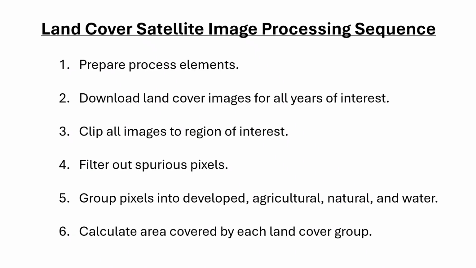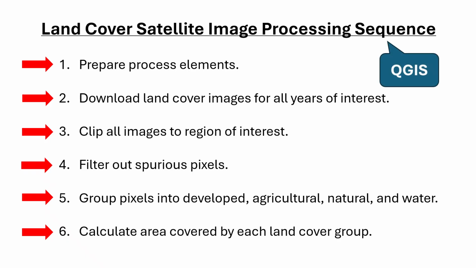There are 6 steps in the land cover satellite image processing sequence. Prepare various elements of the process. Download land cover images for all years of interest. Clip all images to a region of interest. Filter out spurious pixels. Group pixels into developed, agricultural, natural, and water groups. And calculate area covered by each land cover group. In this tutorial, we will be using QGIS to process the images.